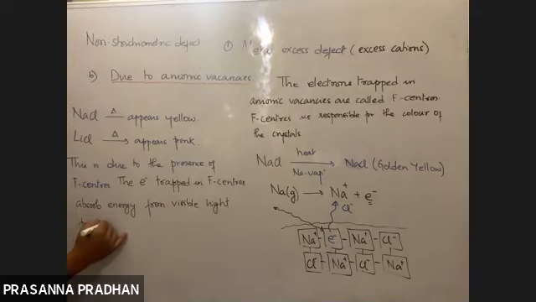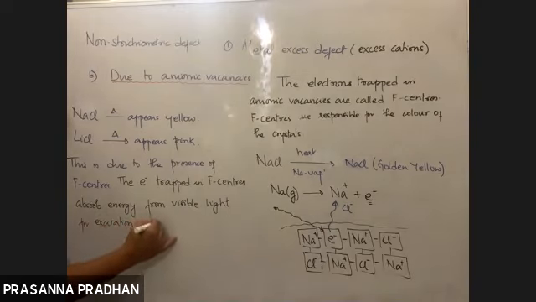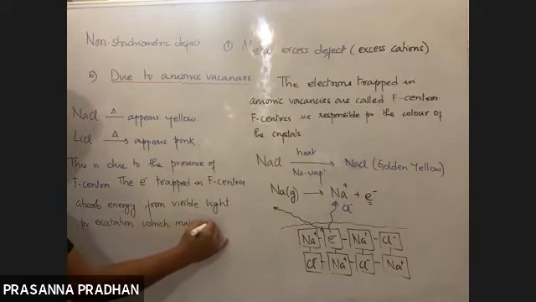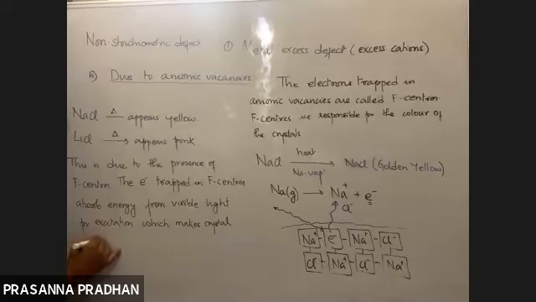For excitation, the electrons will get excited. They will absorb energy, which makes the crystal color.